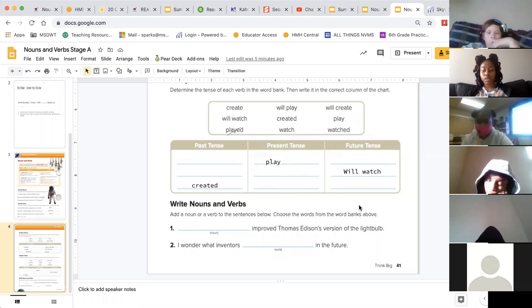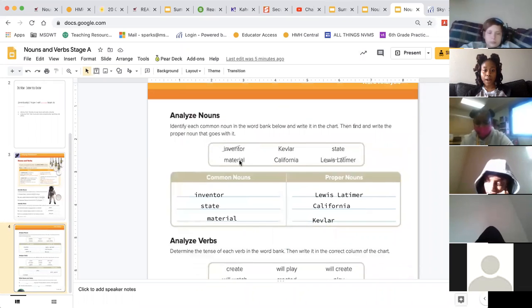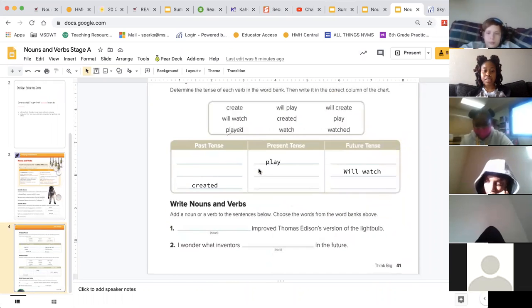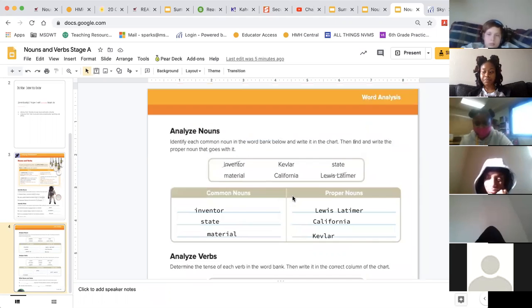So what I've already told you. We need a noun here. So that means we need to scroll back up to this word bank. Which one of these nouns will best complete this sentence? Blank improved Thomas Edison's version of the light bulb. What do you guys think will best fit there?